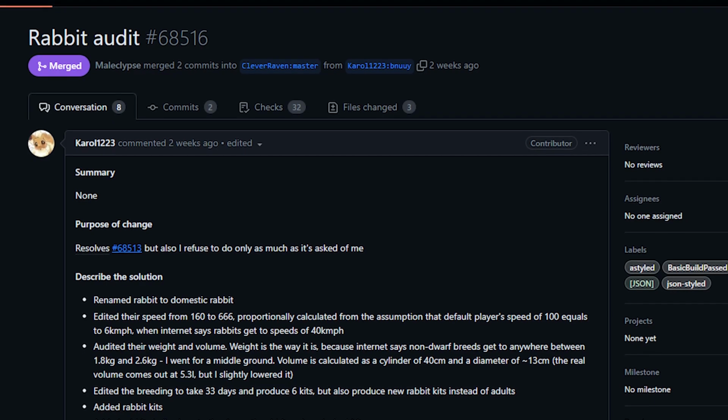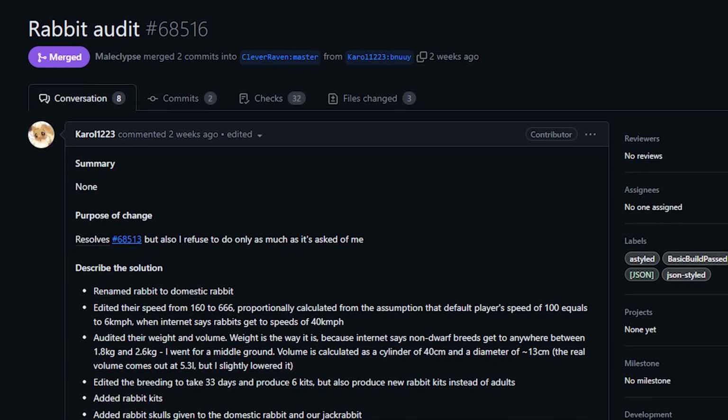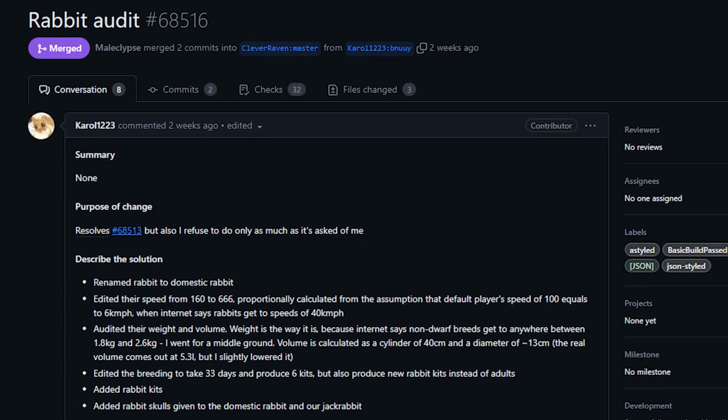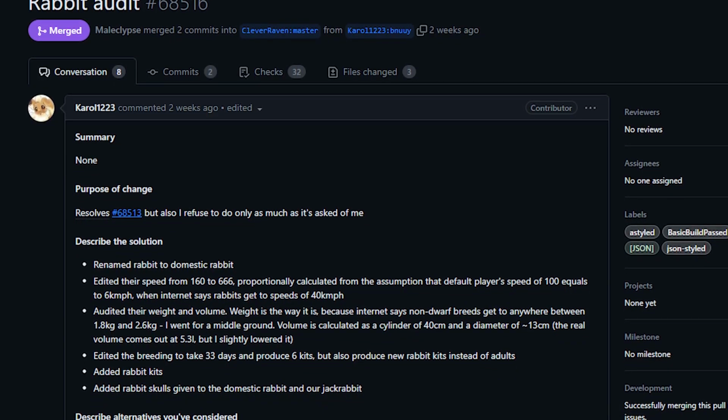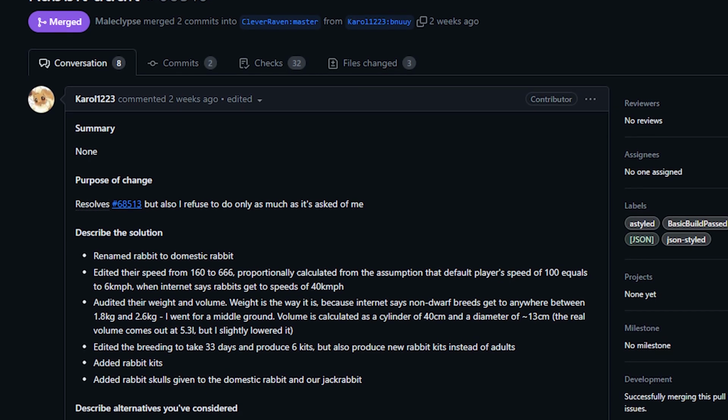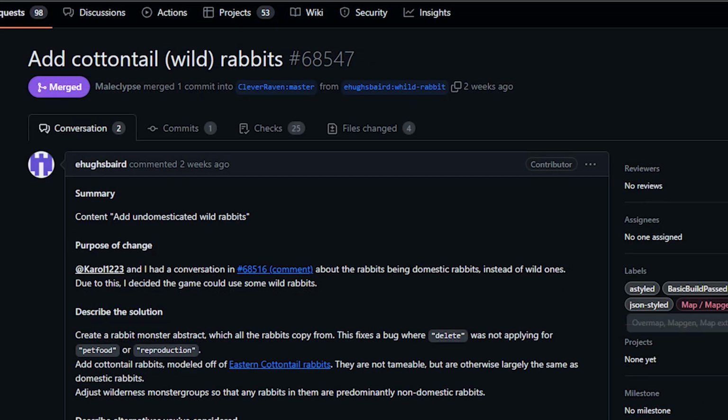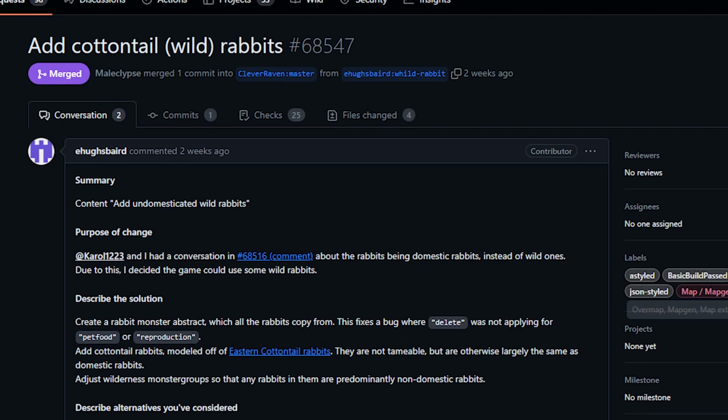Next up today, we've got a series of rabbit-related PRs from Carol and E. Hughes Baird. Now, there was quite a lot here in the various PRs. Some of them were tweaked later, things like that. One of the main things, I believe, is a separation between domesticated rabbits and those that you would find in the wild.